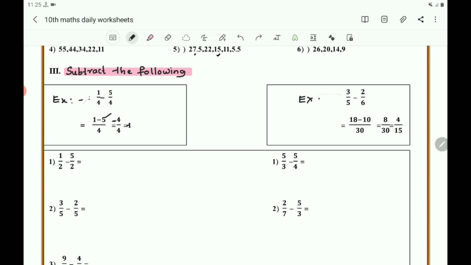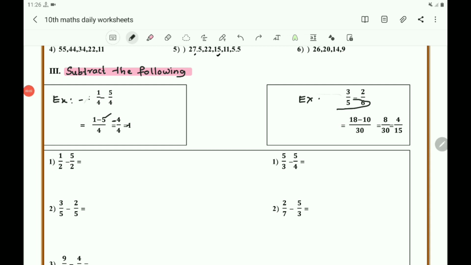And see the second example. Here 3 by 5 minus 2 by 6. Observe the denominators. Here the denominators are different. To make the denominators the same, you must find the LCM of 5 and 6. Also you know that 5 and 6 are co-prime numbers and they are not in the same table. Co-prime means they are not having the same factors. So they are the co-prime numbers.